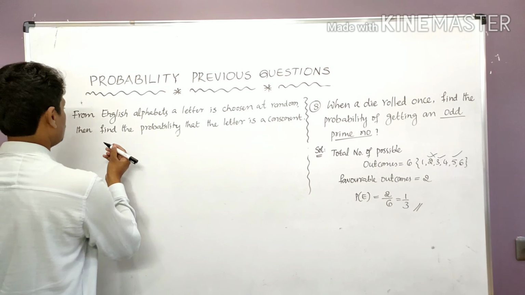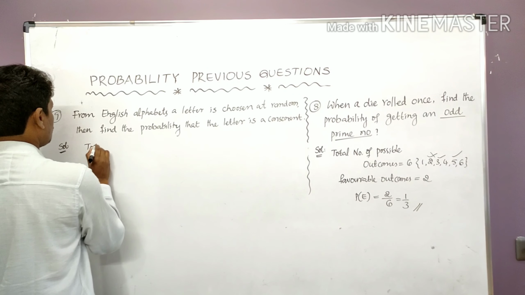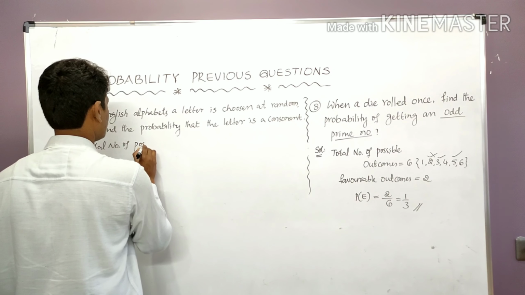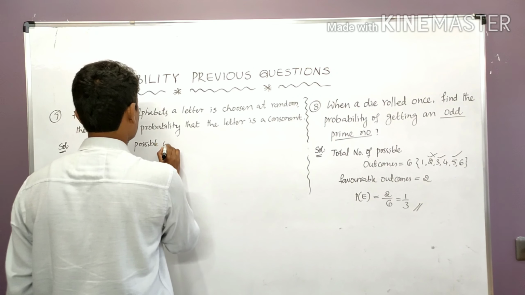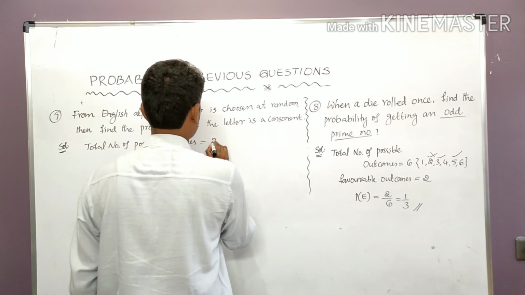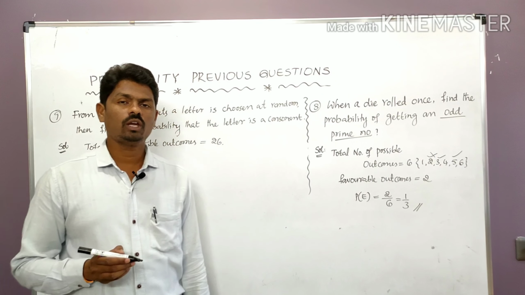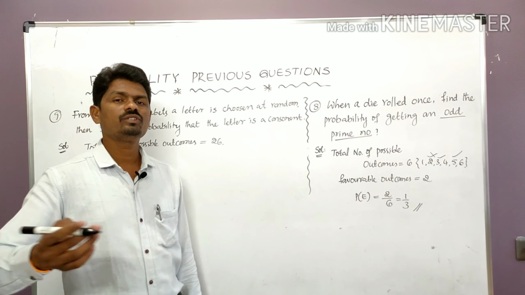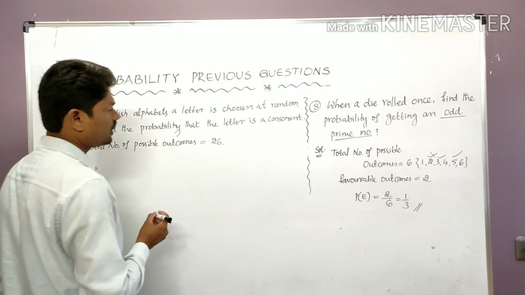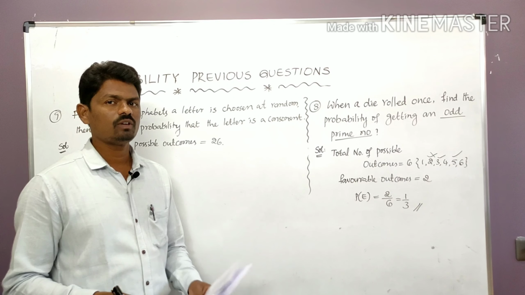So first student, you have to write the total number of possible outcomes. Totally how many alphabets are there in English student? Total number of possible outcomes equal to 26. There are 26 alphabets in English. So A, B, C, D, E, F, G, H up to Z. Among these 26, 5 are vowels and remaining are consonants.